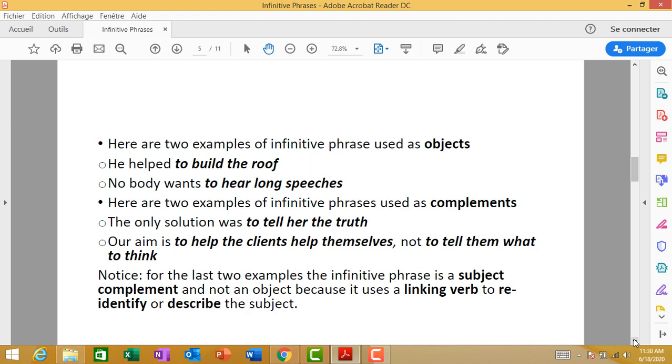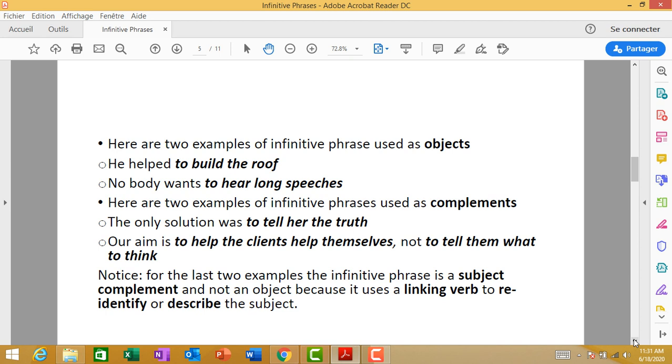Now let's see what it looks like when it's used as the object. He helped to build the roof. He helped to do what? To build the roof. Nobody wants to hear long speeches. In these two sentences, it's used as object. Now, in the two following sentences, they were used as complements. The only solution was to tell her the truth. Our aim is to help clients help themselves, not to tell them what to think.